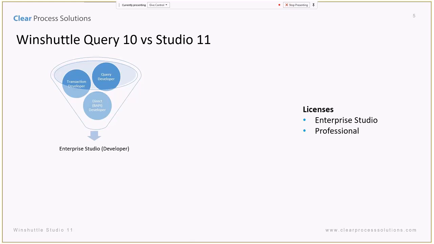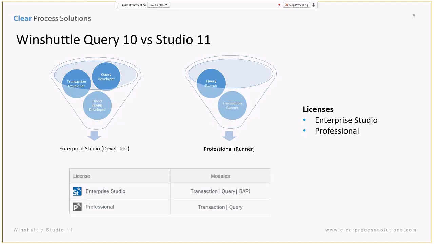In the desktop version 10, the license consisted of transaction, query, direct, developer license, along with the transaction and query runner licenses, non-developer. In Studio 11, these 5 license types funnel into 2 called Enterprise Studio and Professional licenses. This simplifies the license assigning process to just 2 groups, developer and non-developer.